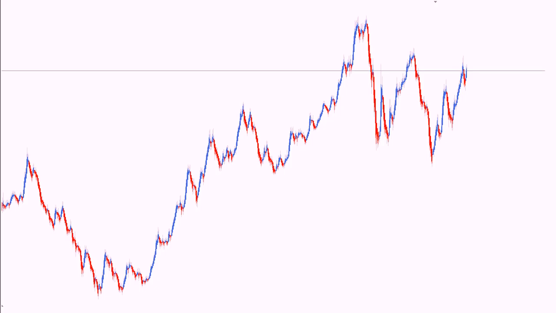Personally, I like to have my Heiken Ashi candles on a 4-hour chart and on a 30-minute chart, and that gives me a pretty good idea about the direction in the market and the momentum.